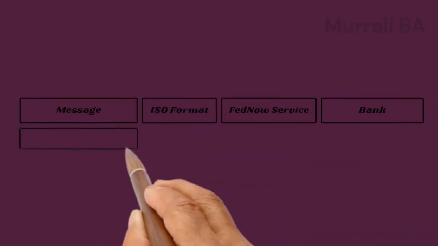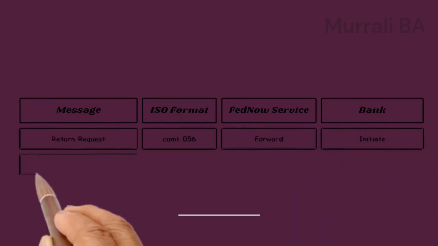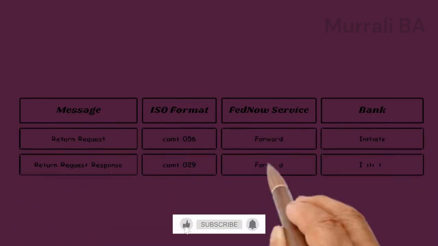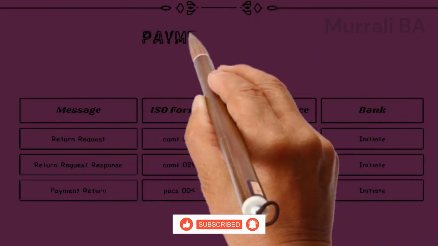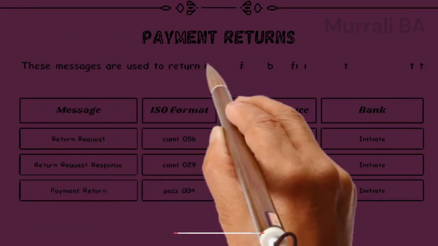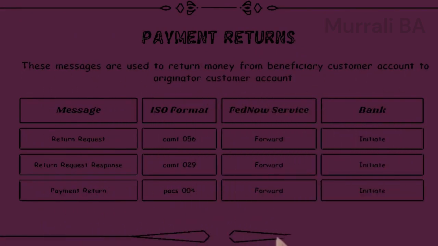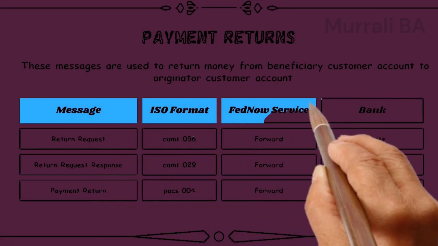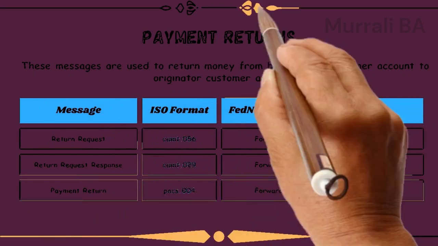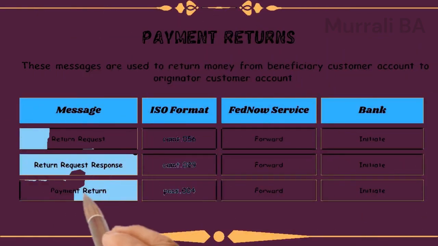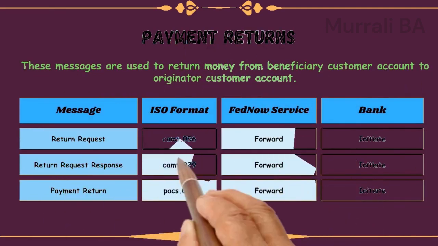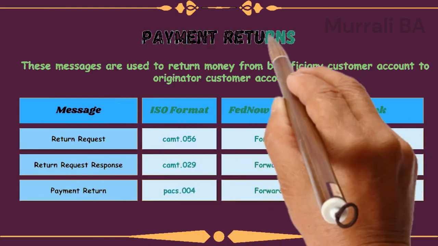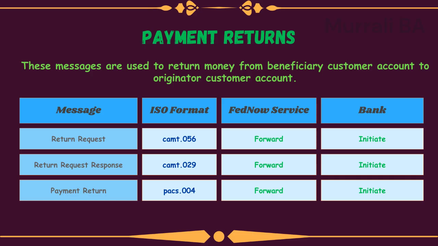The payment return functions. These messages are used to return money from the beneficiary customer account to the originator customer account. Meaning the reversal of the payments that were initiated before using PAX 008. So the messages involved are return request CAMT 056, return request response CAMT 029, and payment return PAX 004. All of these messages are initiated by the banks and the FedNow service only forwards them to the other participant.